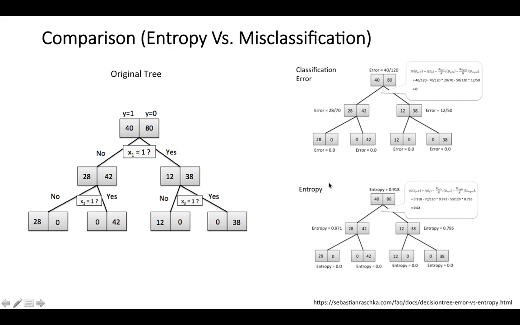You have the original tree here, and it's classified into 40 and 80, and then 28, 42, etc., right? If you use classification error, we can see that the value is going to be 0 here based on this classification. And for the same tree here, the entropy is going to be 0.02, right? So now we have a problem that it depends on the kind of metric that you use in splitting. Whether you use Gini or entropy or misclassification, it matters when you stop the splitting and when you don't stop the splitting, okay?